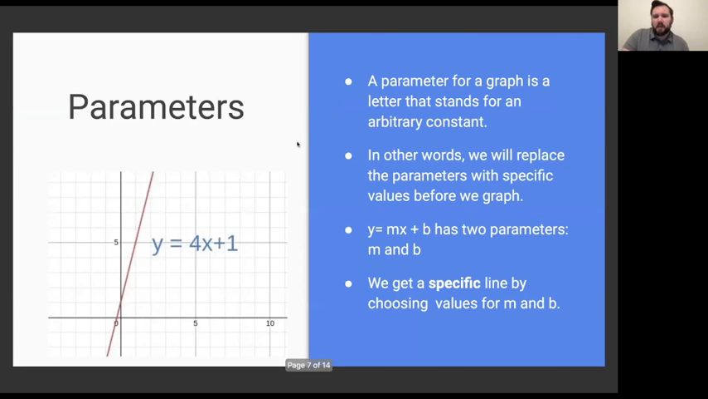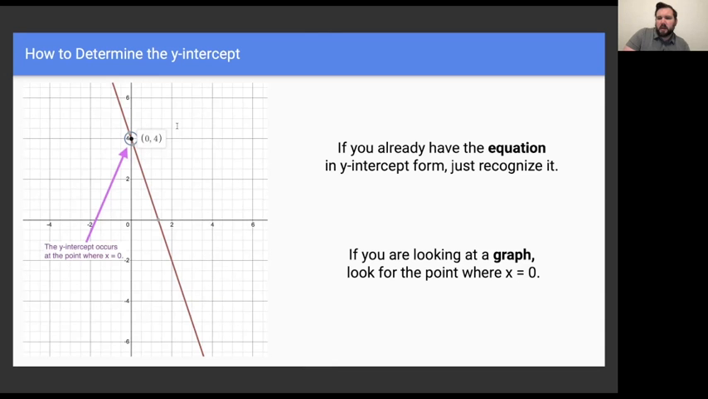So let's jump into it. We've already seen that this graph has two parameters, y equals mx plus b. The parameters here are the m and the b. And a lot of our algebraic work is going to be on finding the values of m and b. How do we determine the y-intercept? If we already have our line in y equals mx plus b form, we can just recognize it. Whereas on the graph, we're looking at the place where x is equal to 0.